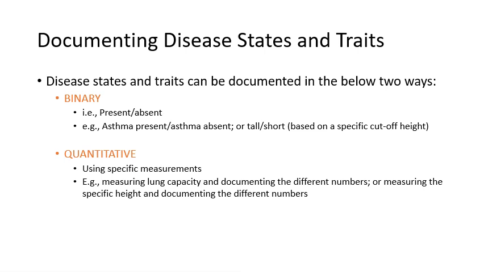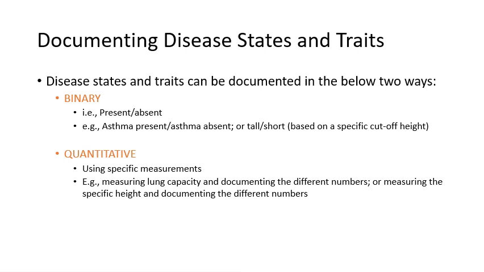So we're talking a little bit about how the statistics is done in order to calculate the chances in other family members here. Okay, so that's binary traits or binary disease conditions. But another way of documenting disease states and traits is quantitative, using specific measurements. For instance, taking the same example, asthma, we can measure lung capacity and document the different numbers. Or we can measure the specific height, so the number, the centimeters of their height, and document the different numbers. So then we have different measurements for different people, so it becomes a quantitative trait, okay? So it's important to know binary traits, present or absent, and quantitative traits is where we quantitate it. We actually have specific measurements.